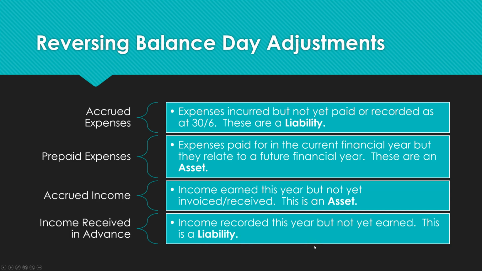Because if we don't legally own the money they've given us, well then technically we owe it back to them at this point. We may not necessarily pay it back to them, because we know that we will do the work eventually, but legally right now we owe the money back. So that's why we're going to create a liability for any income received in advance.